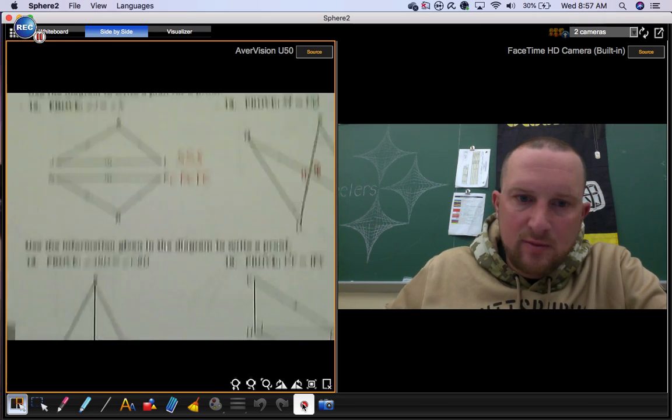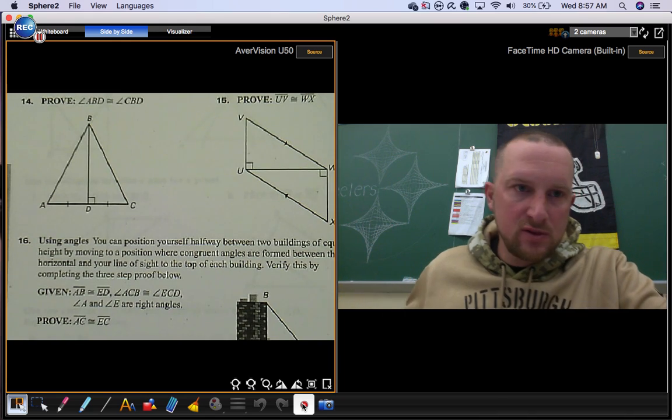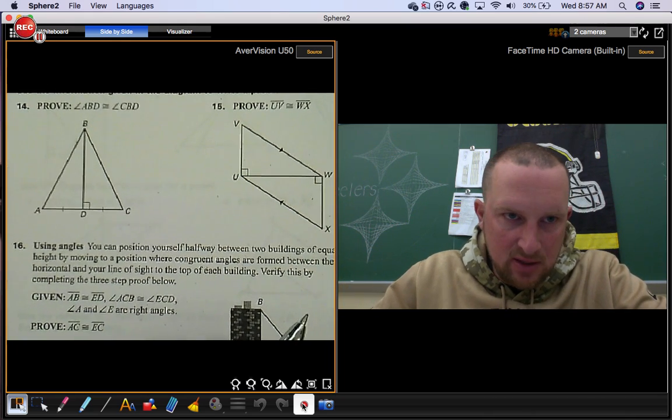This is section 4.7 practice A. We're going to look at numbers 14 through 16. These are proofs. So what we're going to do is basically make a plan for this and then I'll write it out.